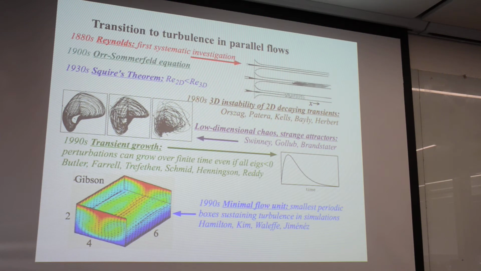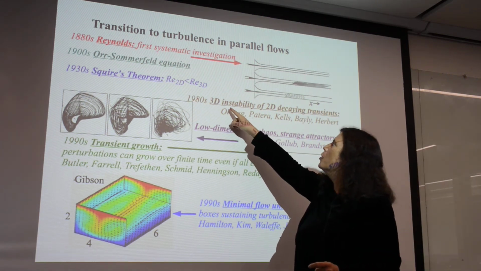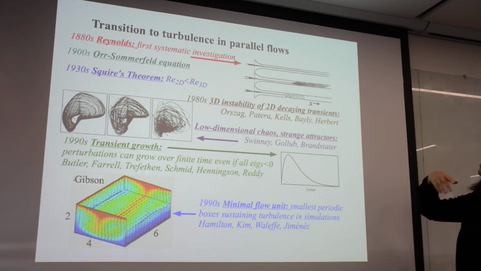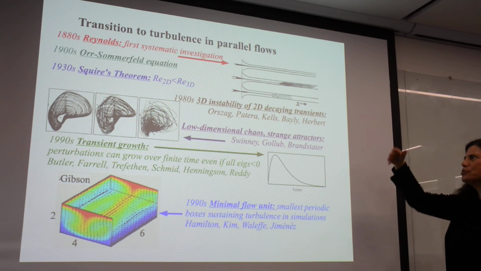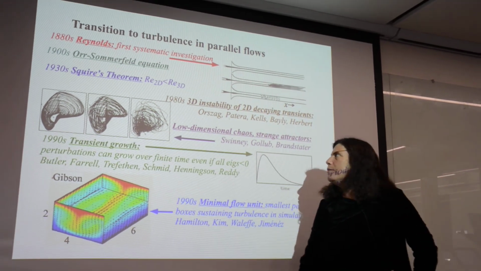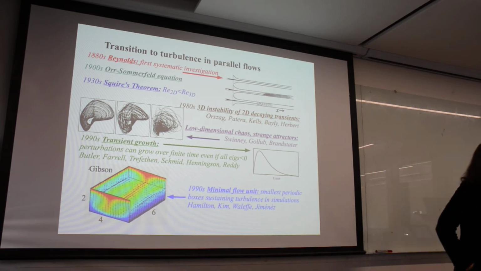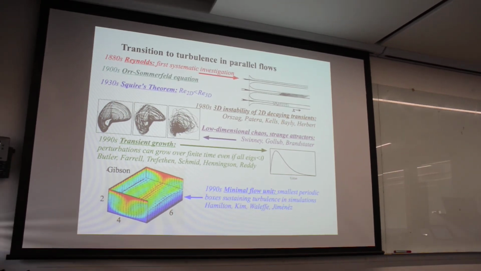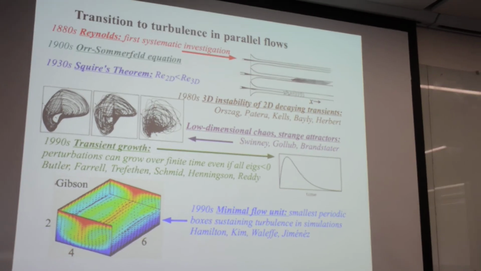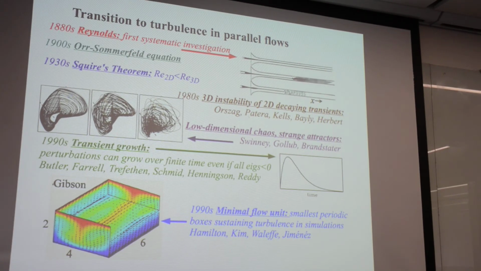Then more recently, things that I got to live through: in the 1980s, turbulence was seen to be 3D instability of 2D decaying transients. That was a certain school of thought here. Then also in the 1980s was the fashion of strange attractors. Did I hear the word strange attractor in this class, maybe the first or second? Yeah, okay, so strange attractors, I think we mentioned in regard to the Lorenz model.